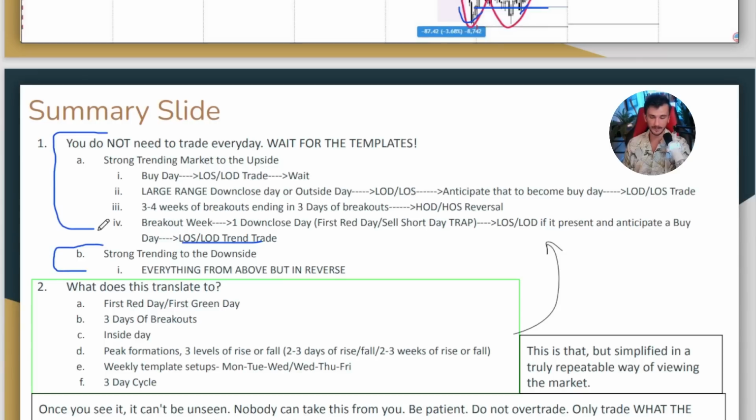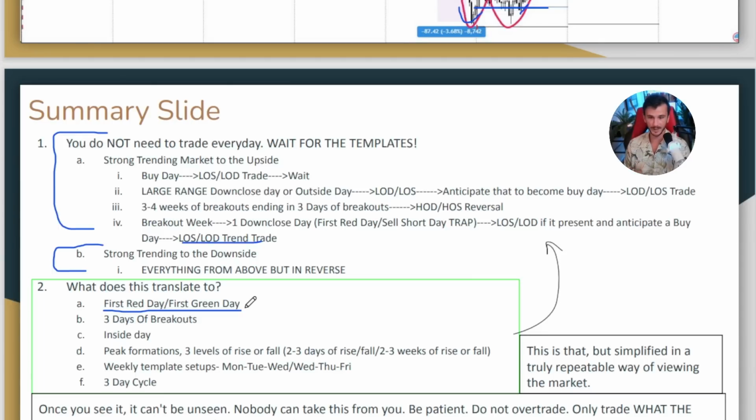Remember the definition of the breakouts and things. So what does this translate to? All right, some of you may have heard first red, first green day. Some of you may be brand new to this, and you're just like, man, whatever. Go back, rewatch this video 4 times, and then go and find these exact same templates on the charts. Pull up the slideshow and try to find exactly what I'm talking about, because once you see it, you can't unsee it.